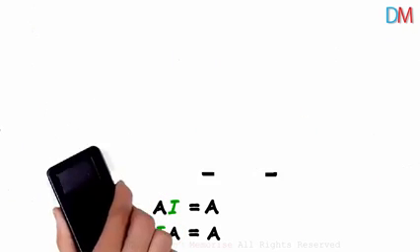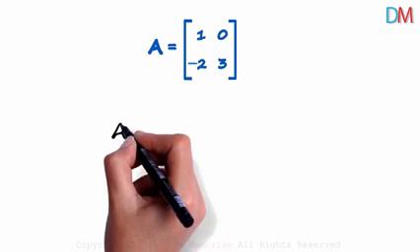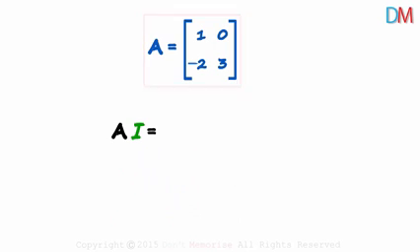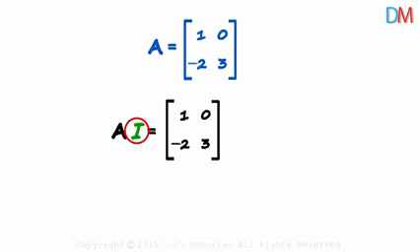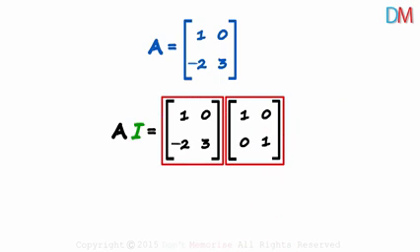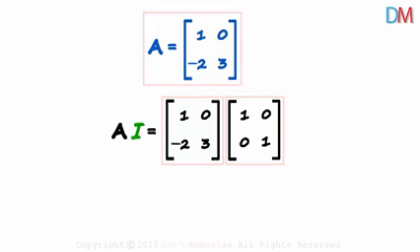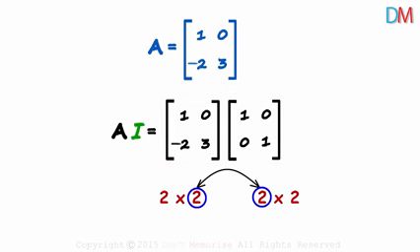Let's look at a matrix on a new page. This is matrix A. We need to check if A multiplied by I gives us A. This is A, and as this is a 2 by 2 matrix, the identity matrix will also be 2 by 2. It will be 1, 0, 0, 1. We need to check if this product of two matrices gives us matrix A back. Is this product compatible? The order of both the matrices are 2 by 2. As the second and the third numbers are equal, this product is compatible.